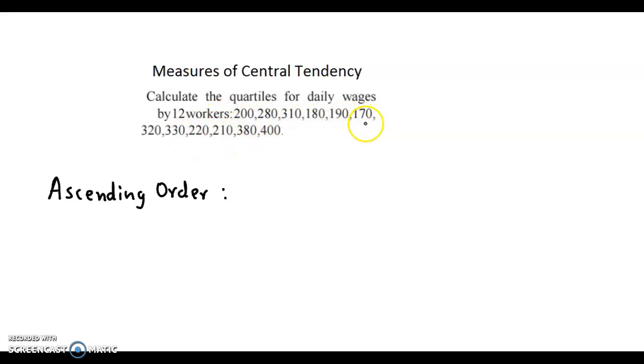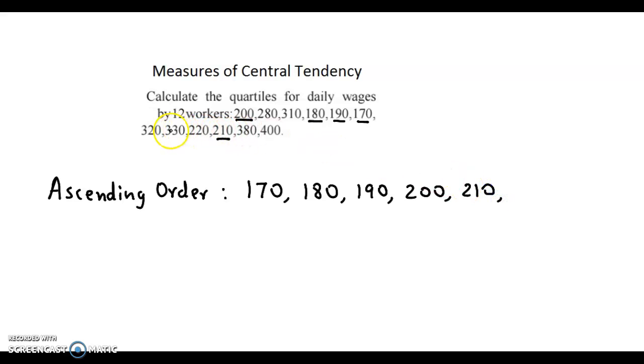Now the least value here is 170. Next would be 180. Next is 190. Then we have 200. Next would be 210. Next observation would be 220. Then next after 220 we'll have 280.